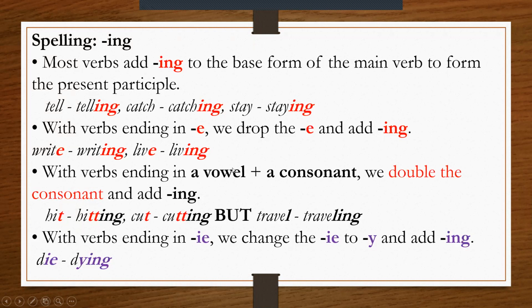And for verbs ending in a vowel plus a consonant, we double the consonant and we add the ing form. For example, hit, hitting, cut, cutting. But when we have long verbs in American English, we don't double the last consonant. So travel, traveling. And with verbs ending in ie, we change the ie to y and then we add the ing form. For example, die, dying.